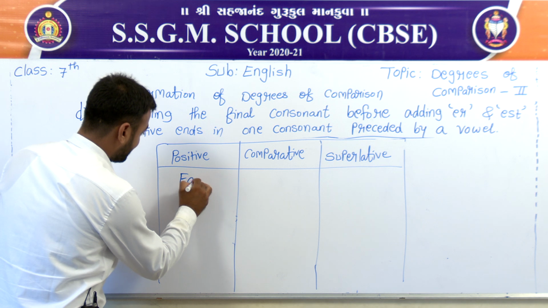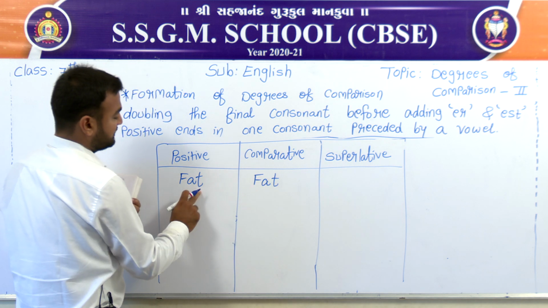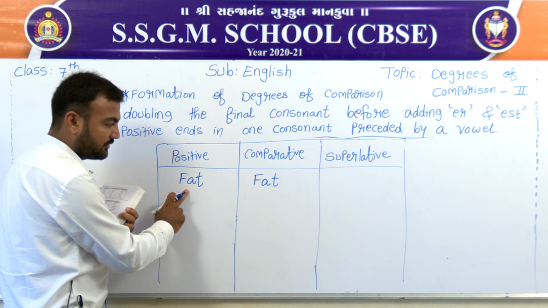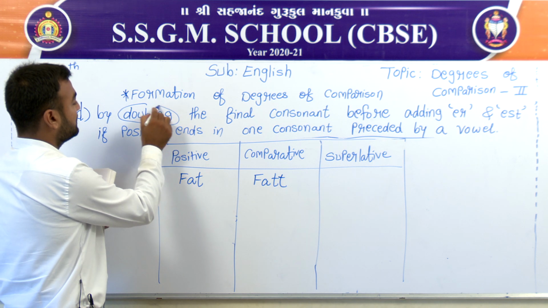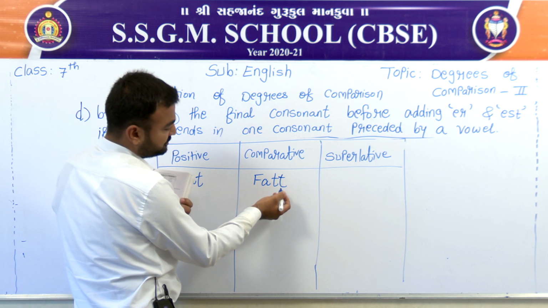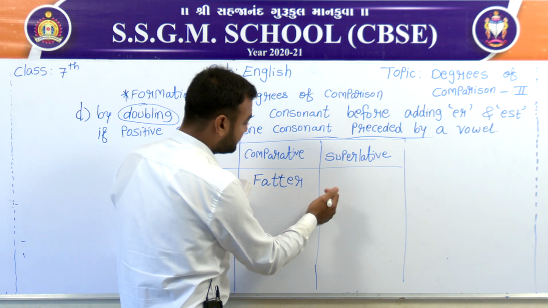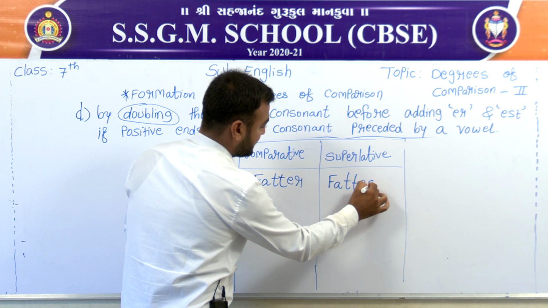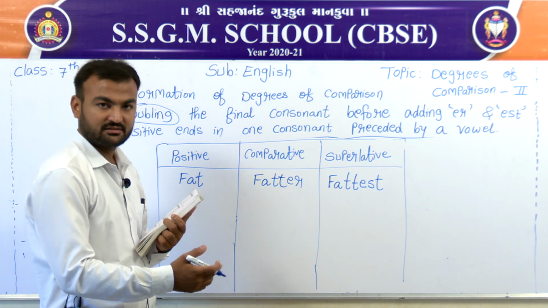So number one is fat. What we have to do is add one more T. T is a consonant which is preceded by a vowel. Yes, it is preceded by a vowel. At that point of time we have to double the final consonant. Over here the final consonant is T. So we have to double that T and then we have to add ER and EST respectively to the given degrees. Fatter, fattest. Remaining you have to complete this table as homework.